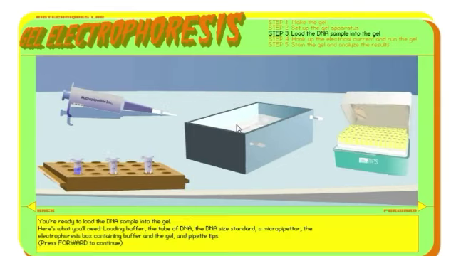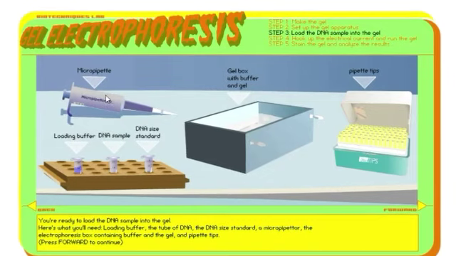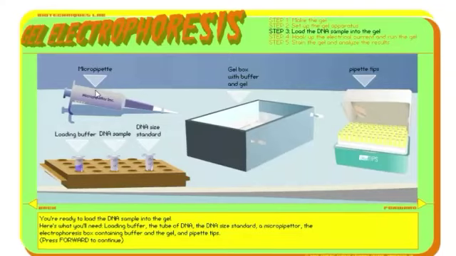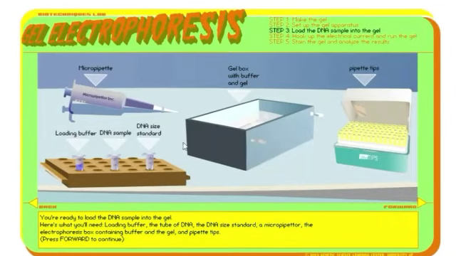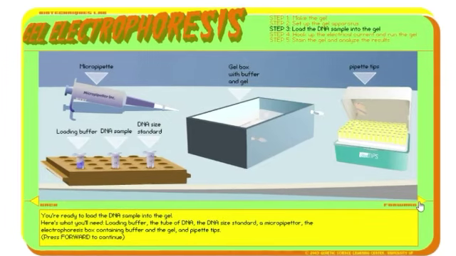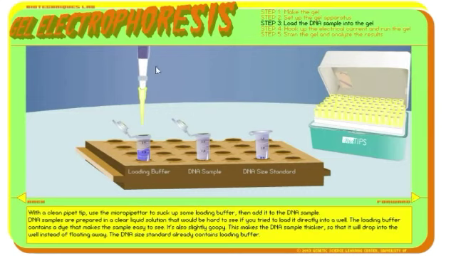At this point, we are now in step 3 and we are ready to load the DNA sample into the gel. So here is what we needed: a micropipette, a loading buffer, the DNA sample, and a DNA size standard, the gel box with buffer and gel, and also the pipette tips. With a clean pipette tip, we have to use the micropipettor to suck up some loading buffer, then add it to the DNA sample.